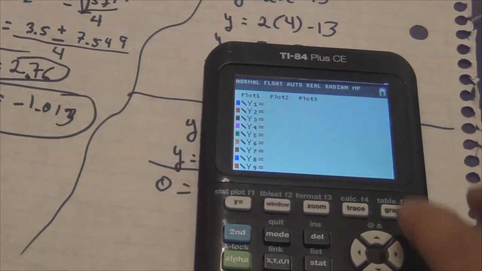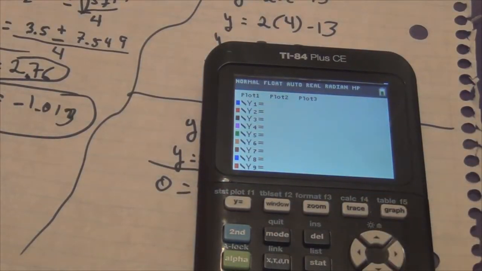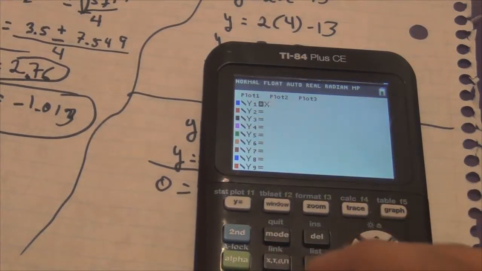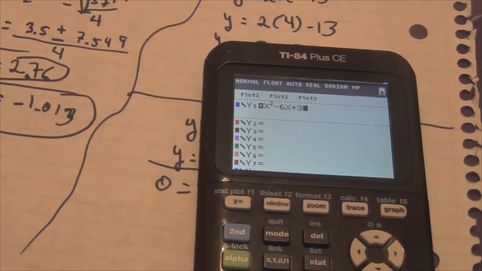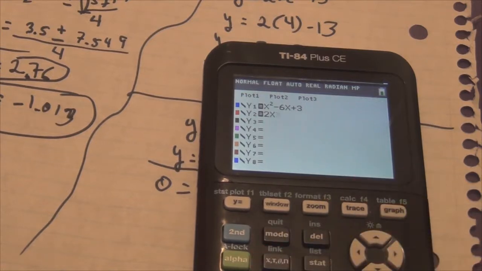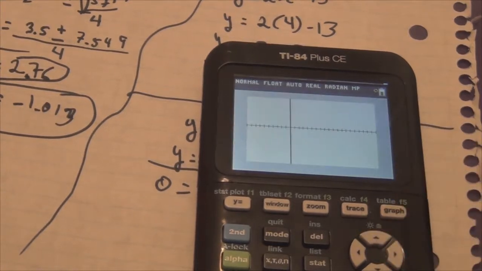Okay, graphing method, here we go. So the first one was x squared minus 6x plus 3. And the other one is going to be 2x minus 13. That's it. Now let's graph them. Now look at what the graph is going to look like.